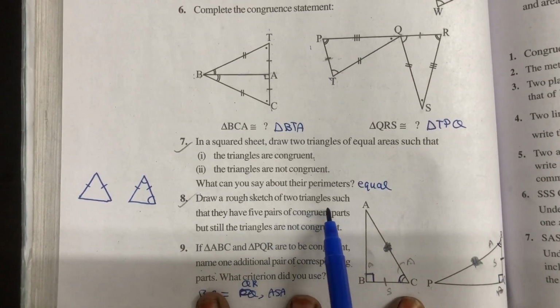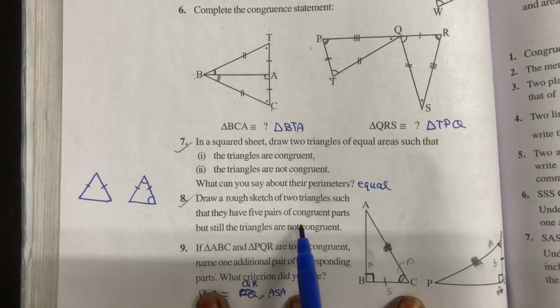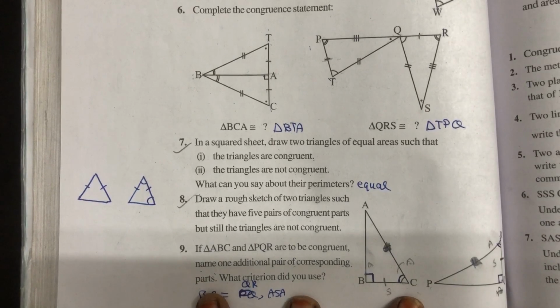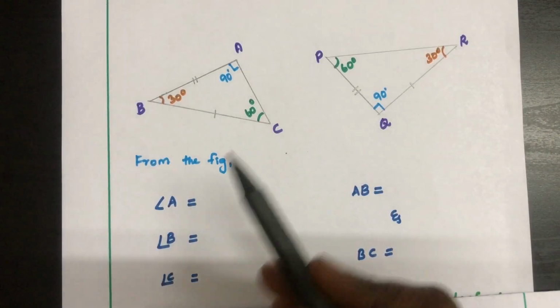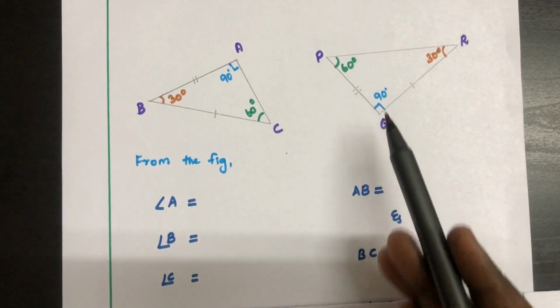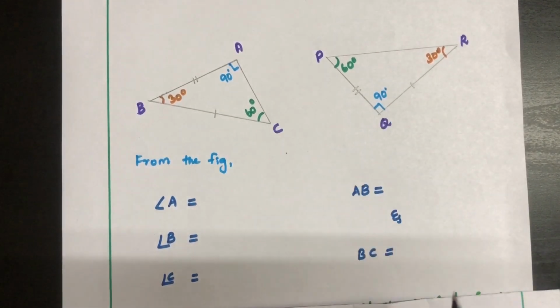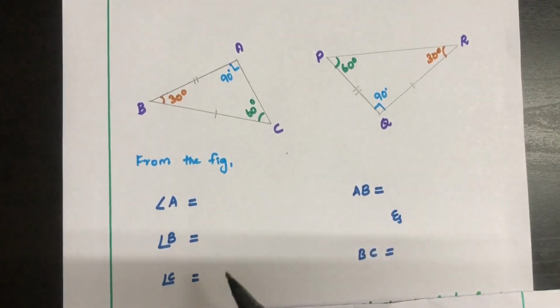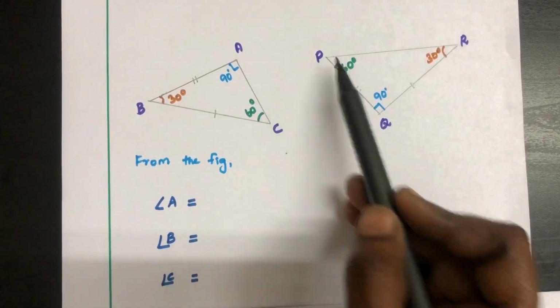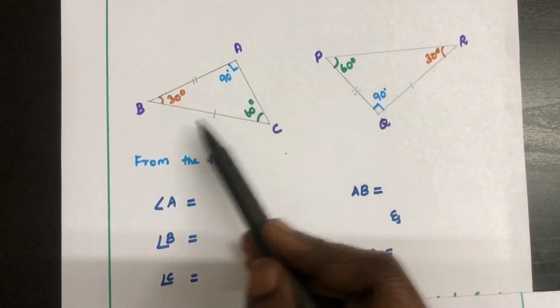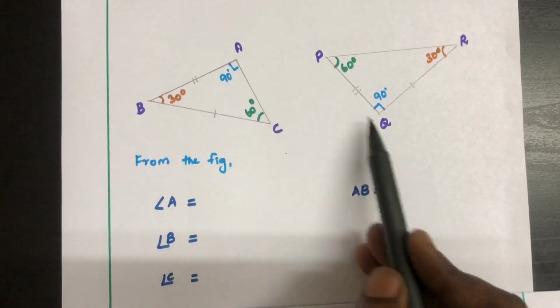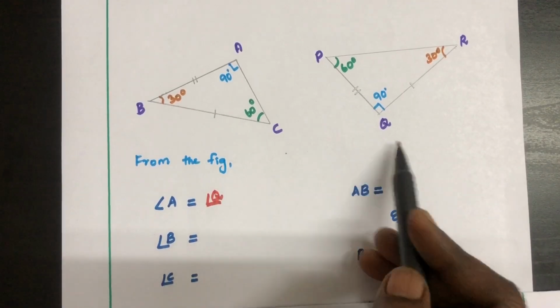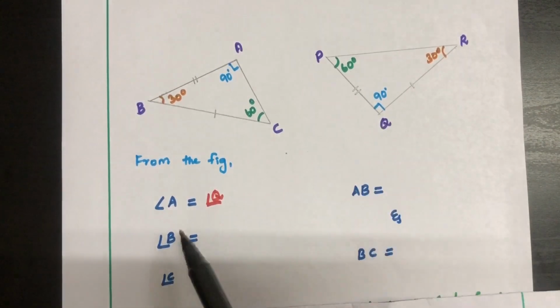Draw a rough sketch of two triangles such that they have 5 pairs of congruent parts, but still the triangles are not congruent. I have drawn two triangles, ABC and PQR. I am going to show you that 5 pairs of elements are equal, but I am also going to prove that they are not congruent. See here, equal angles are formed in both triangles. So angle A is equal to angle Q, and angle B is equal to angle R.